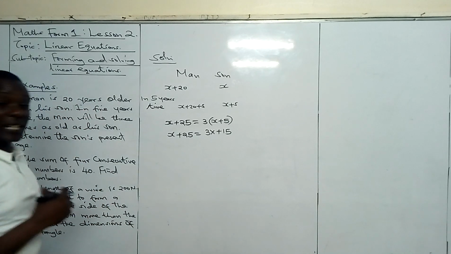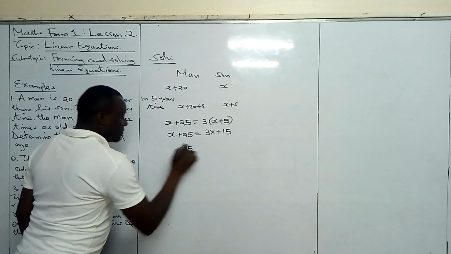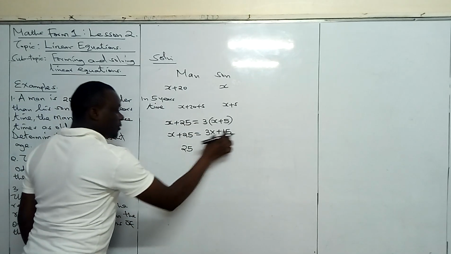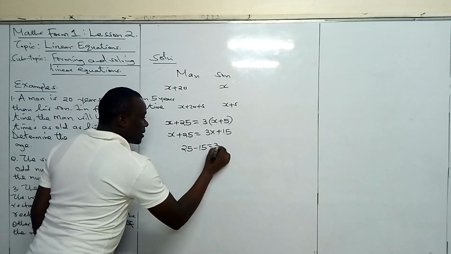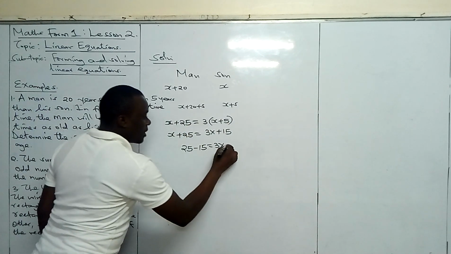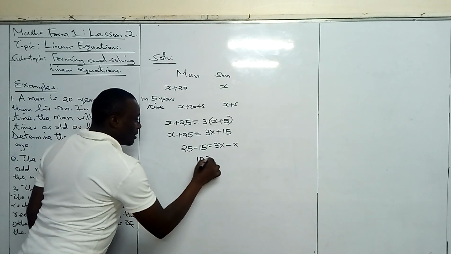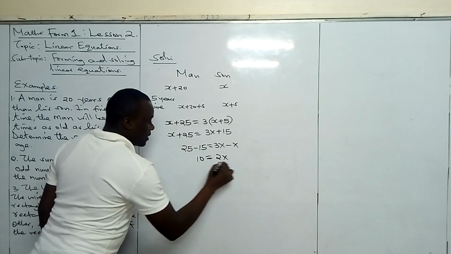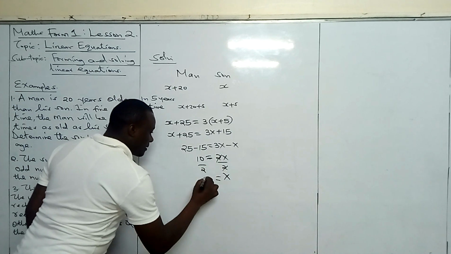We now put the like terms together. We will remain with 25. By taking x to the other side, we bring 15, which is now positive; when it comes to the other side, it becomes a minus. Then we will remain with 3x there. Remember, I said that x is moving to the other side, therefore it is going to be a minus. Subtracting these 2, we get 10, which is equivalent to 2x. We divide by 2, we divide by 2. Therefore, our x becomes 5.